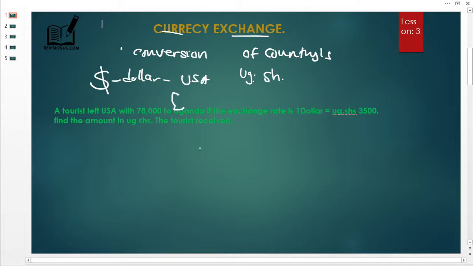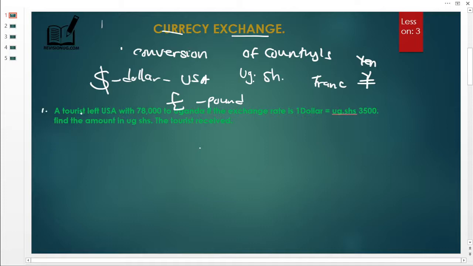If I write something like £, this one stands for the pound. Other countries use francs. Then we have those that use yen, that is the Chinese; for them, they use yen. So in summary, we are going to look at exchange of currencies and conversion of currencies. Let us get started with this first question.